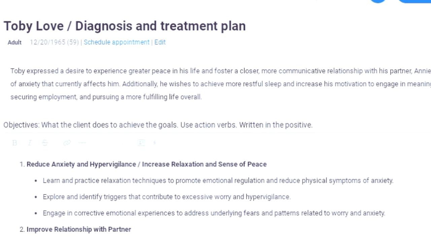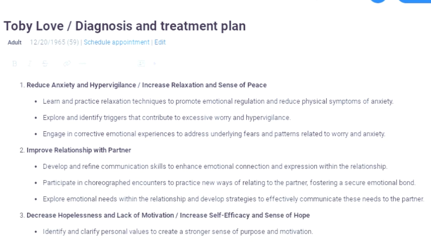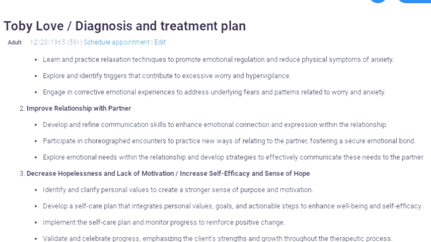So under that goal, the bullet points that you see listed are the objectives, and those are the things that we're hoping for the client to do. So learn and practice relaxation techniques and explore and identify triggers that contribute to the excessive worry and hypervigilance, and then engage in corrective emotional experiences, which is something that we do in emotionally focused therapy, which is what I like to use. So that's the first goal. We have 3 goals for Toby.